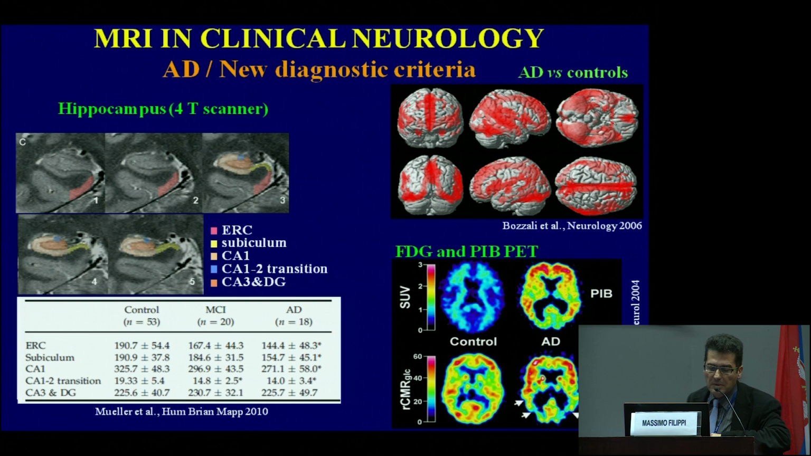You can see that patients with Alzheimer's disease do have a signal showing that there is a lot of amyloid which has been deposited in their brains, which is not seen in elderly normal people. So all of this has clearly entered the diagnostic criteria for Alzheimer's disease.